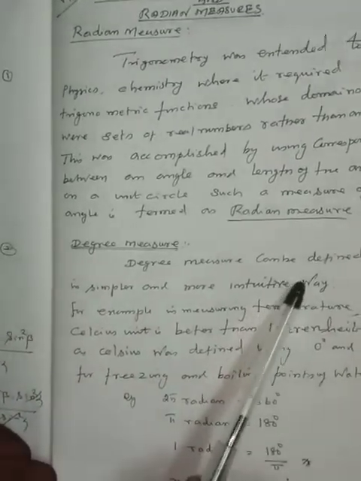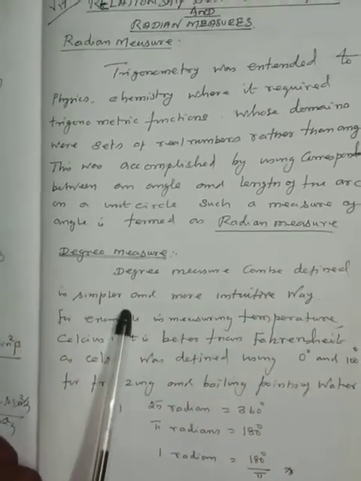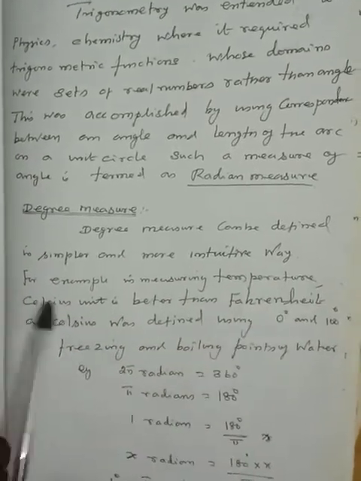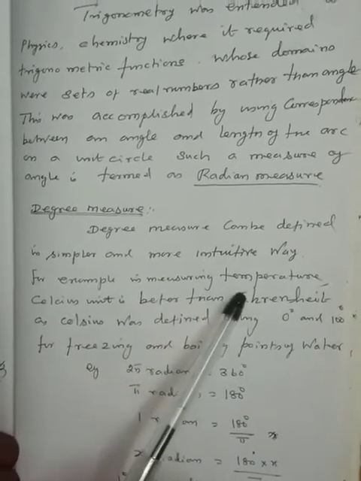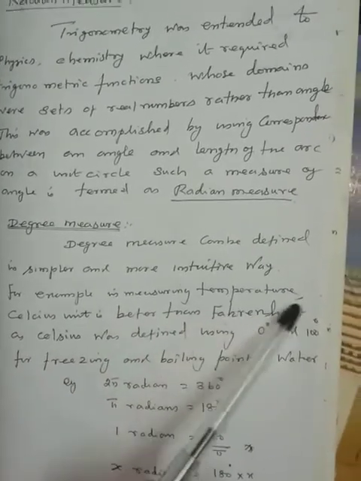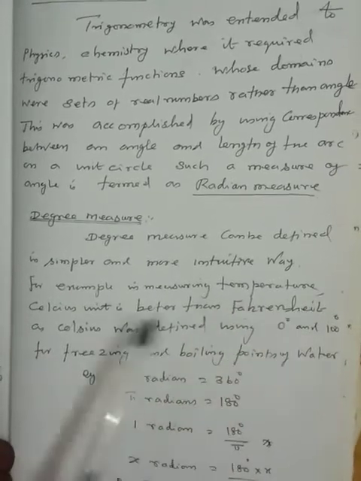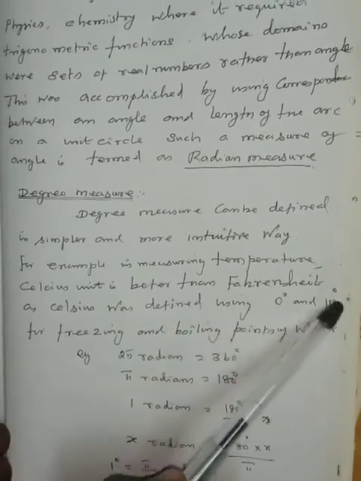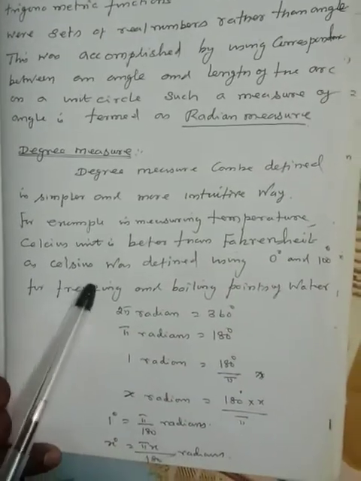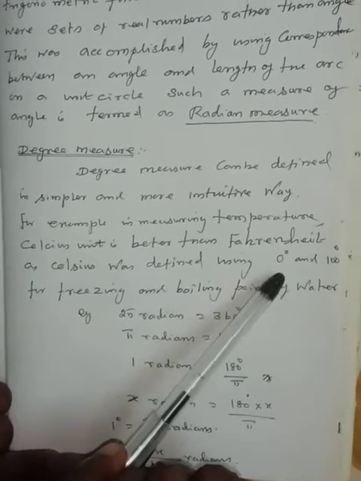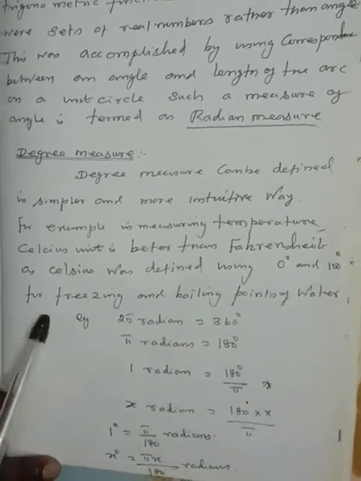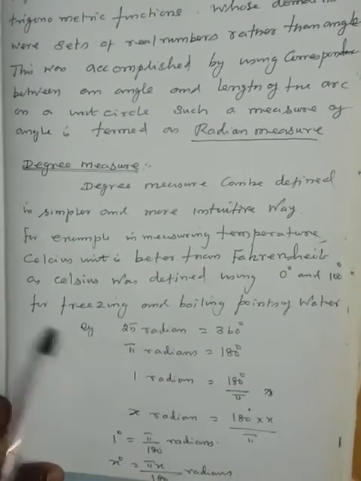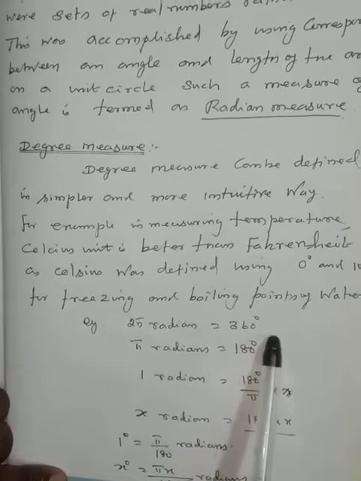Next, degree measure. Degree measure can be defined in a simpler and a more intuitive way. For example, in measuring temperature, the Celsius unit is better than Fahrenheit, as Celsius was defined using 0 degrees to 100 degrees for the freezing and boiling points of water.